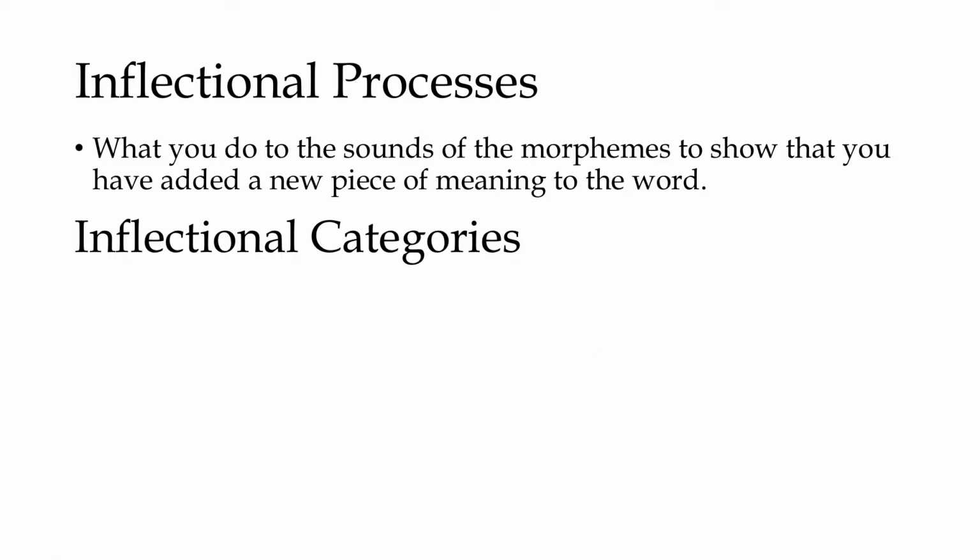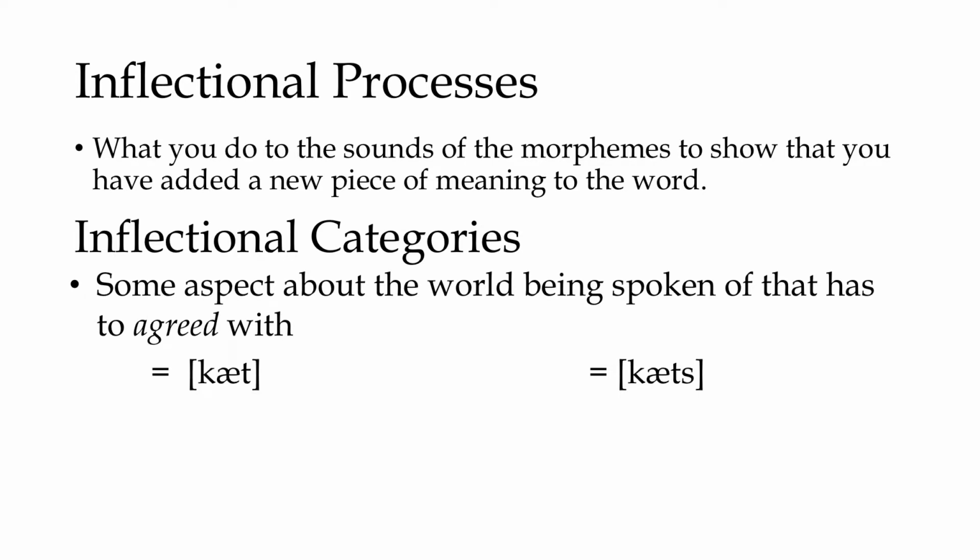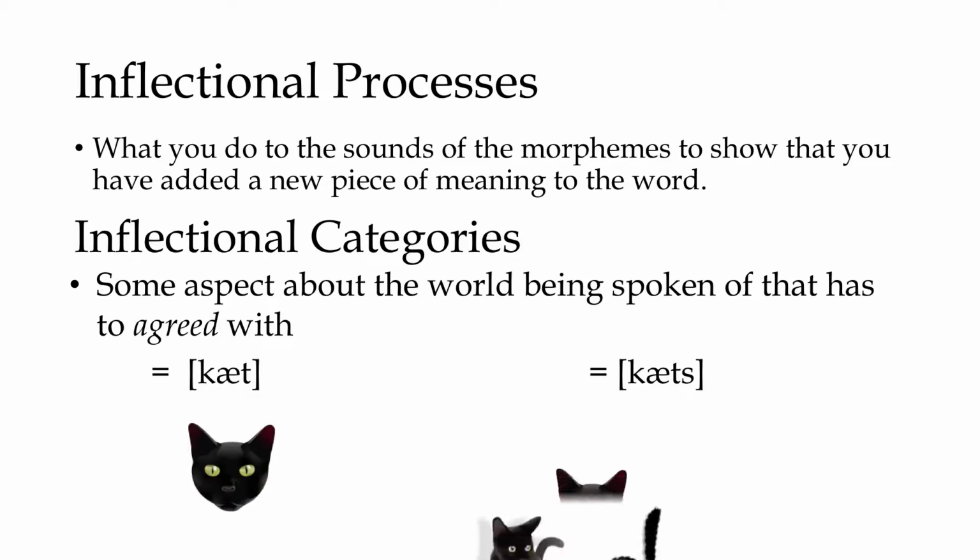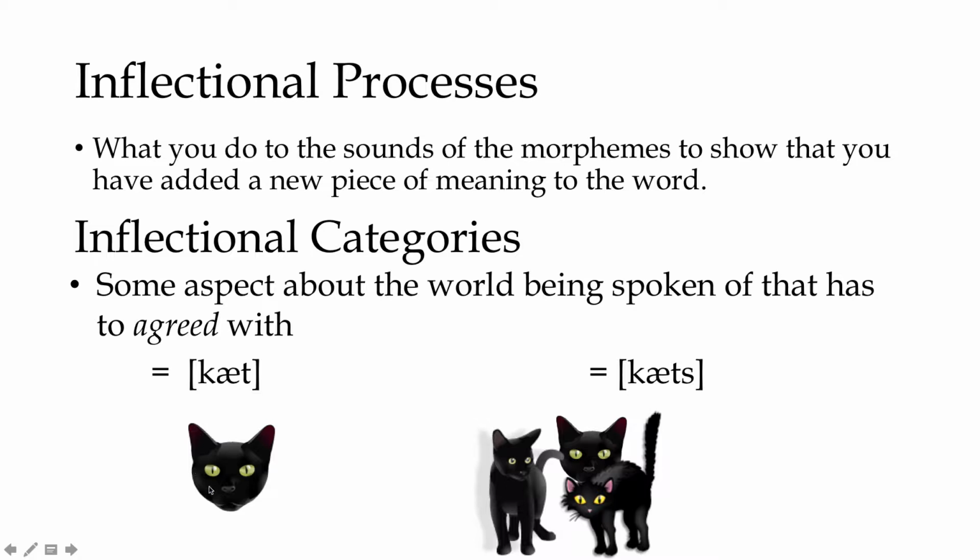Inflectional categories then would be the aspects of the world that you're speaking of, the world that you're trying to speak into existence, that have to be agreed with. So again, our example of cat and cats. Cat would be just the idea that I'm trying to convey, but if there's more than one cat, I have to change the form of this word so that it agrees with the truth, so that it agrees with some fact about the world I'm speaking of. And the fact about the world that I'm speaking of that must be agreed with is that there's more than one cat. So I have to use the plural ending s here, cats.